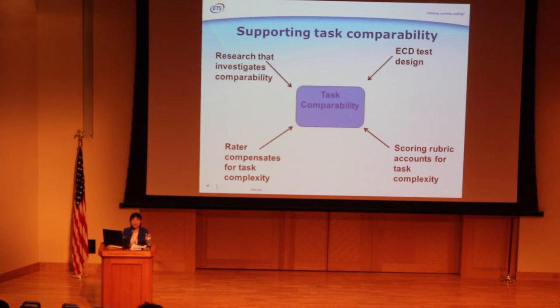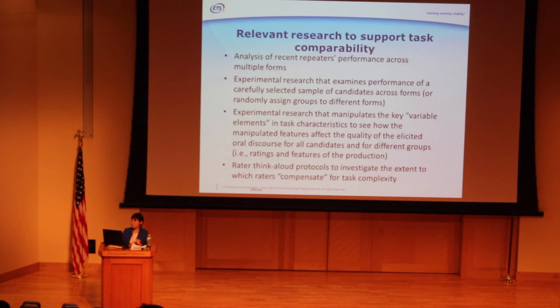And even if you have done all this due diligence, some minor differences in task difficulty are still going to exist. So we need ongoing research to really understand the impact of different task dimensions on task performance so that you can feed that back into your test specifications to further tighten them up. It's almost like a whole cycle. Feed it back, improve your test specifications, improve your scoring rubrics, improve your rater training, so that we can do whatever we can to ensure test comparability there.